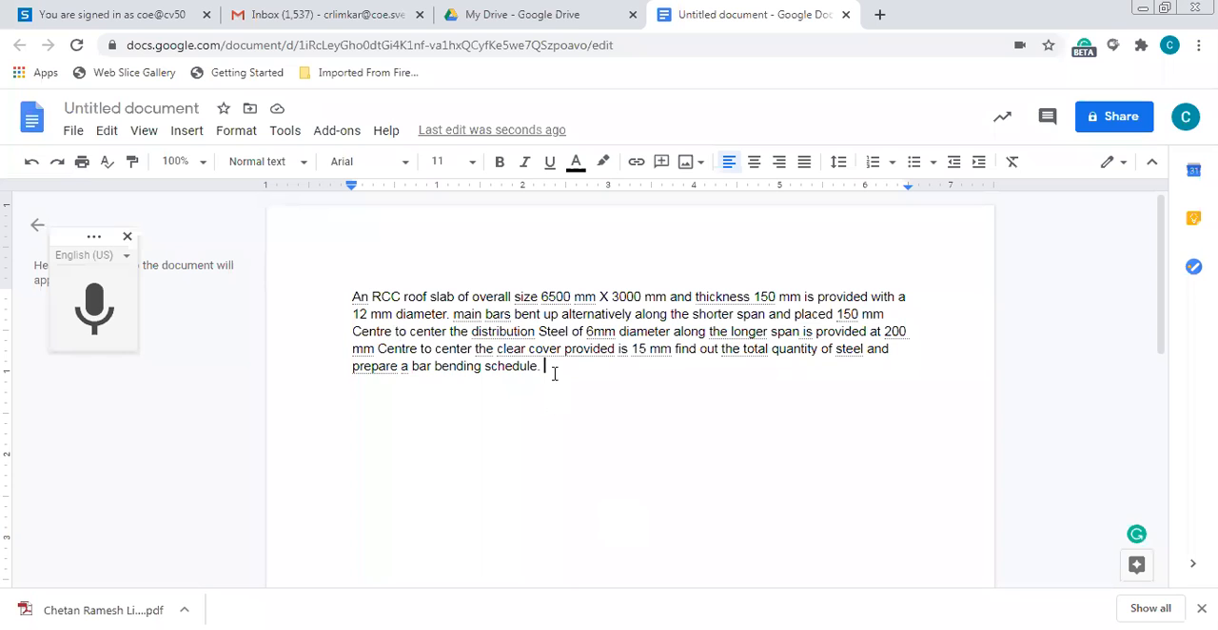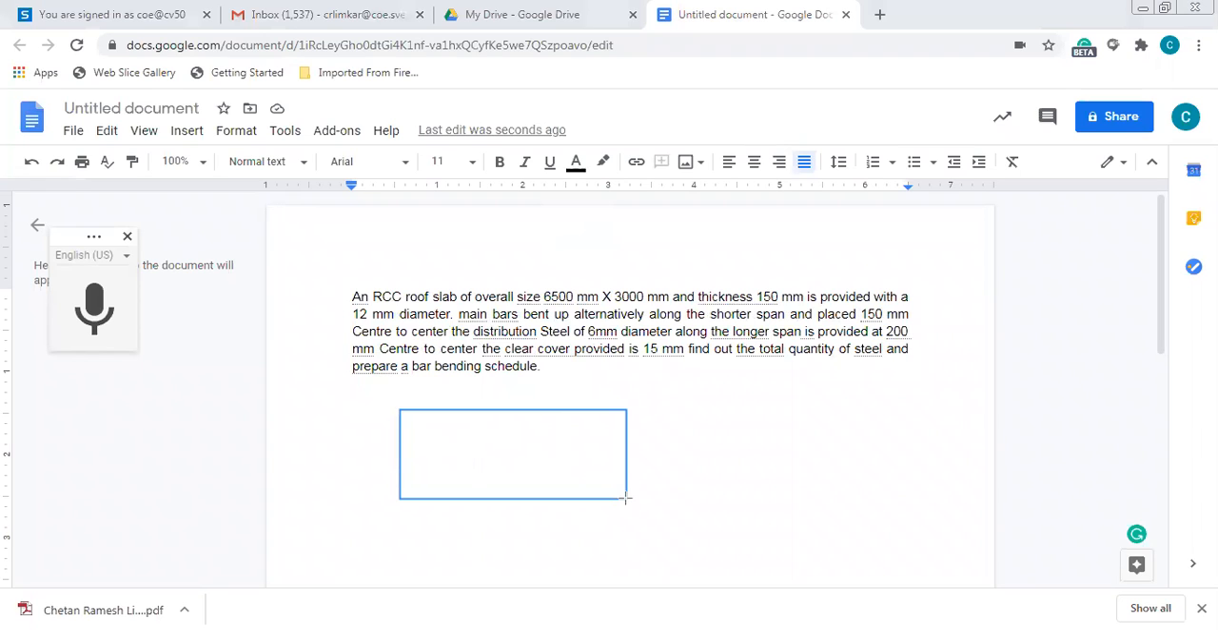Are you getting the problem? Everyone is getting the problem. See, there is a slab having the dimensions as 6500. I can draw that slab also. So this is the slab. And what are the dimensions which are given?